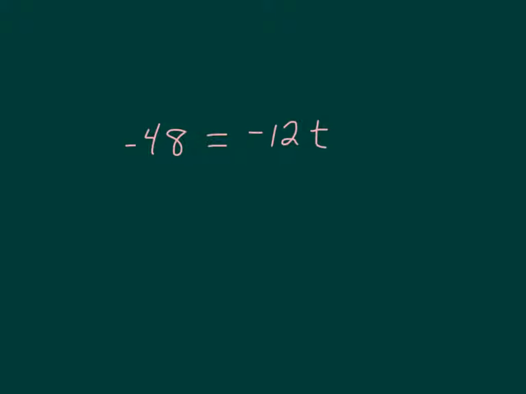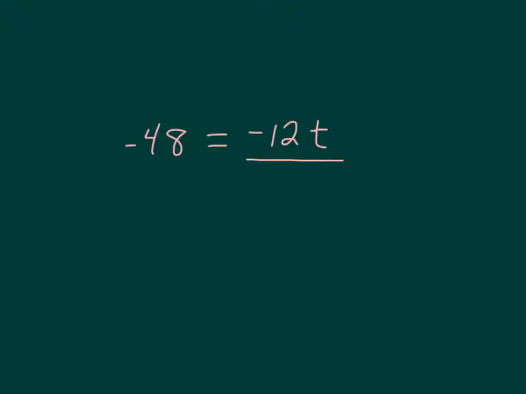So I know that my goal is I want to get this t, I want to figure out what this t is, what this variable is, what number. So I have to get it by itself on this side. So this is negative 12 times t. Well, and I know the opposite of timesing is dividing, so I'm going to divide.